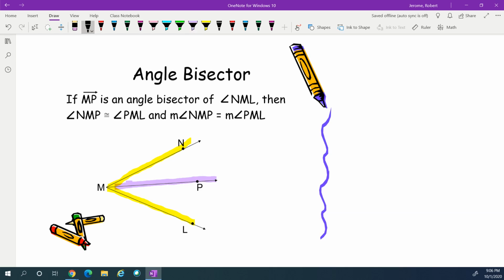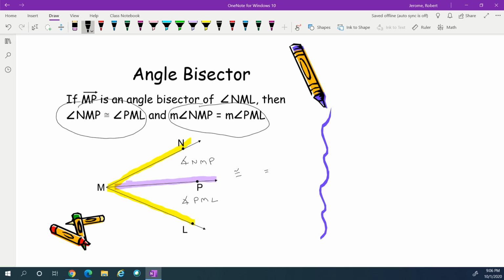What we're saying is that the angle NMP and the angle PML are congruent and their measurements are equal. So the angles are congruent and their measurements are equal. We did this with segments. We're doing the exact same thing with our angles.